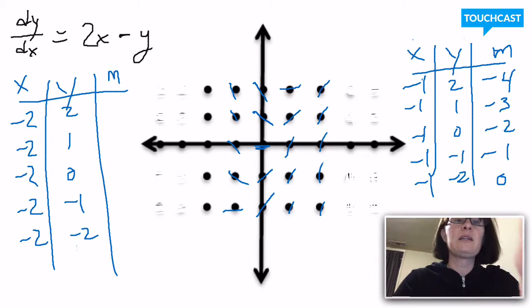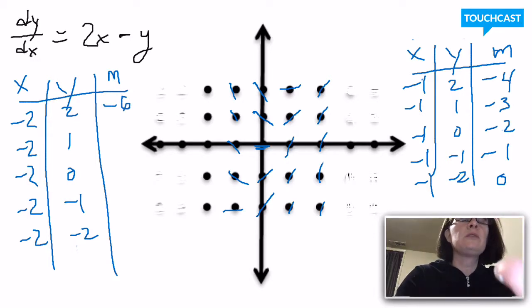So when x is negative 2, 2 times negative 2, negative 4 minus 2, ooh, negative 6, that one's going to be tricky to draw. Negative 2 times 2, negative 4 minus 1 is negative 5. Negative 2 times 2 is negative 4 minus 0 is negative 4. Negative 2 times 2, negative 4 minus negative 1, negative 3. And negative 2 times 2, negative 4, plus 2, negative 2.